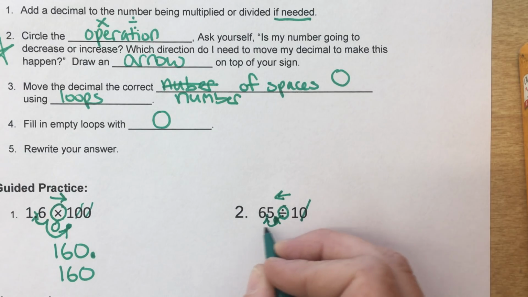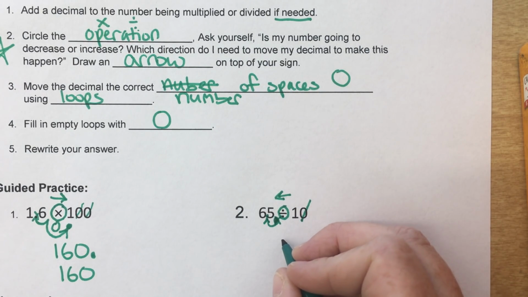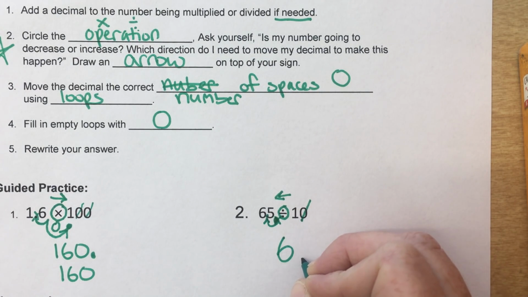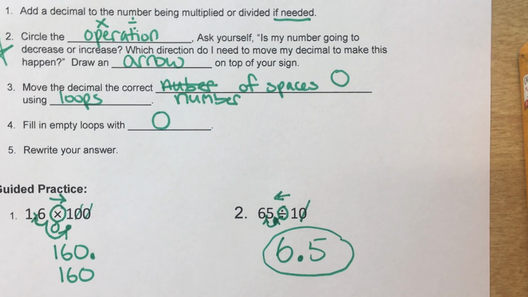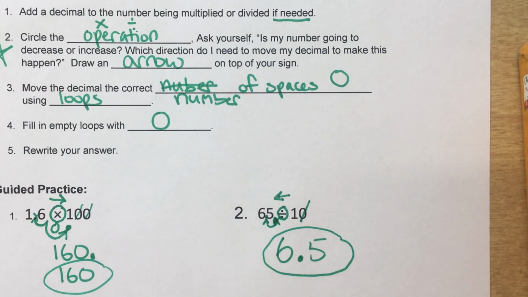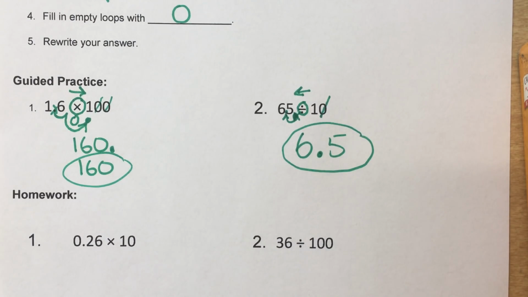And I have no empty loops. So step 5 is I'm going to rewrite my answer, and it's 6.5, and the decimal that I put there no longer counts. So my answer is 6 5/10. All right, good luck.